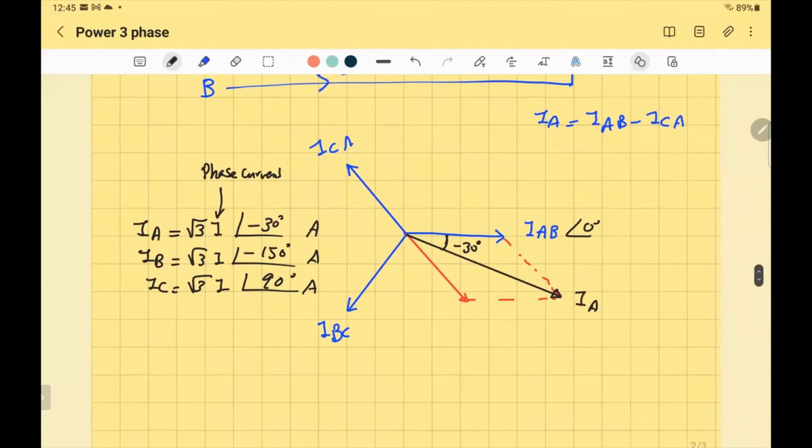Because you subtract 120 from each line. Like you see, that's negative 30. How do you get negative 150? I subtract 120 because it's balanced three phase. How do you get this? Subtract 120, but to make it positive, I add 360. Yes. The angles and this.